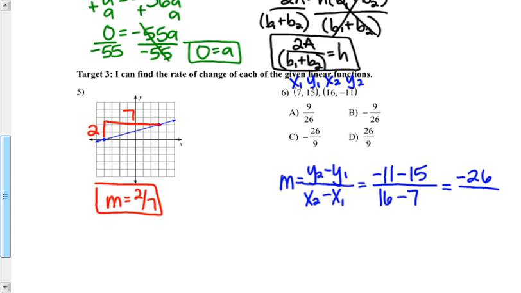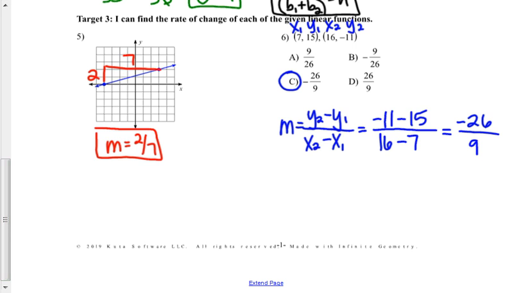And in the denominator, I believe that is 9. So negative 26 over 9, which is answer C. And that can't be simplified either, otherwise you would want to look for the simplified answer. Thinking about multiple choice, just remember your final for this class will be partially multiple choice, so it's always nice to practice some of those problems.